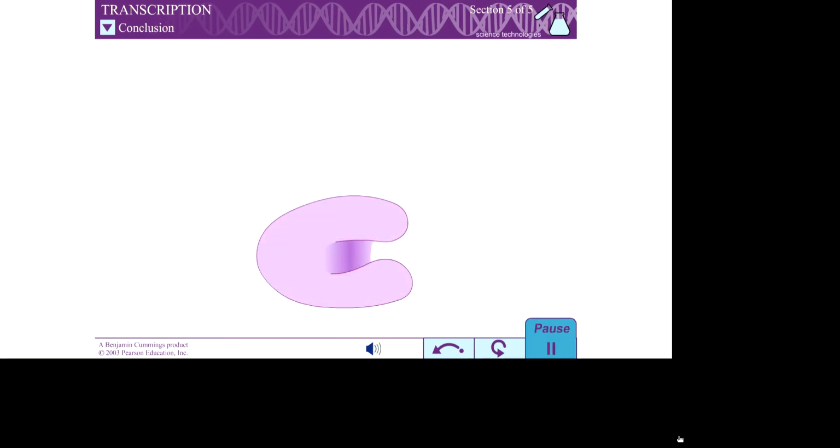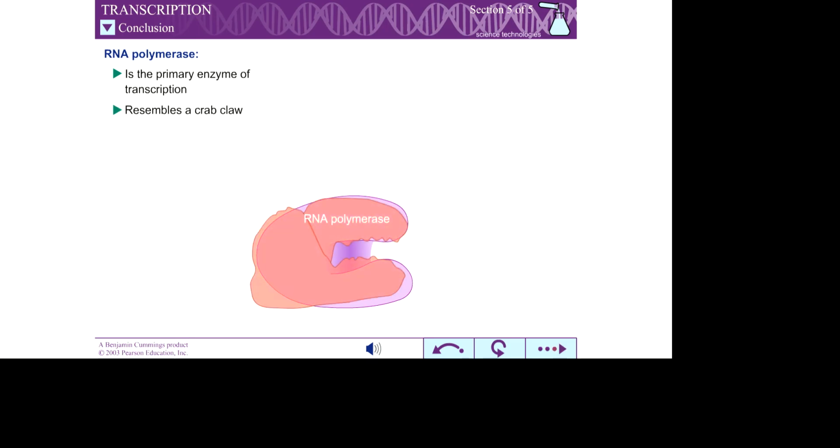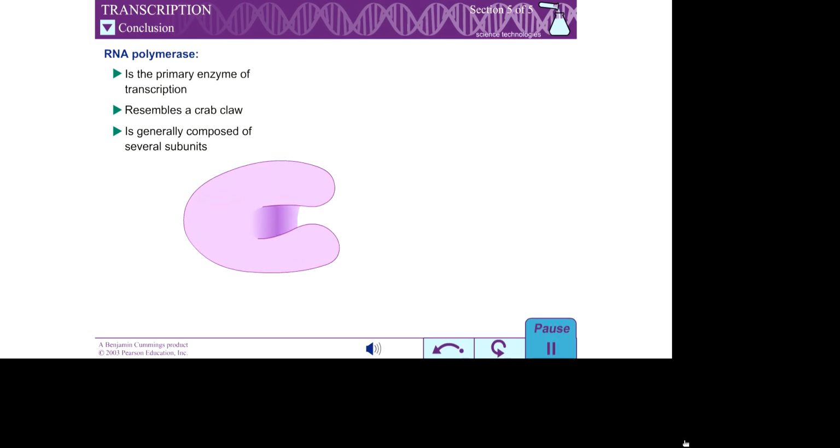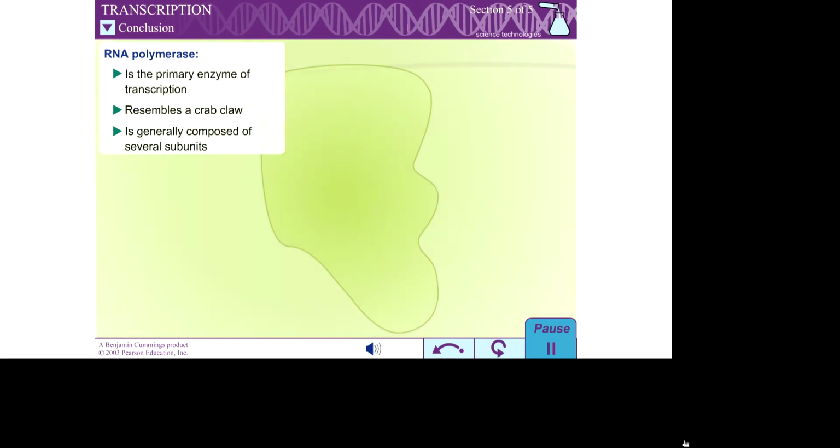The primary enzyme of transcription is RNA polymerase. Both prokaryotic and eukaryotic RNA polymerases resemble a crab claw. RNA polymerases are generally composed of several subunits. The active site of RNA polymerase contains two metal ions.